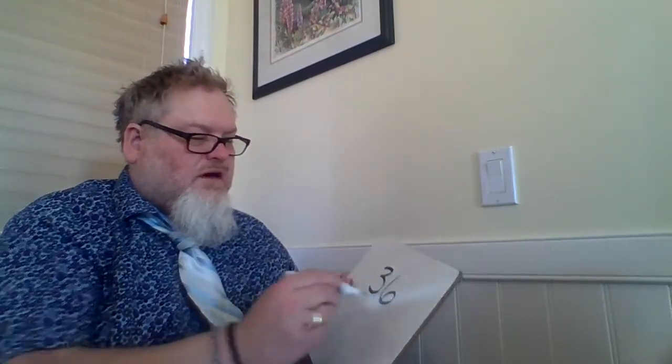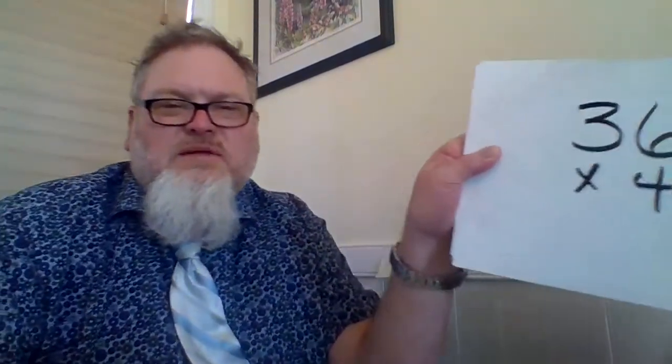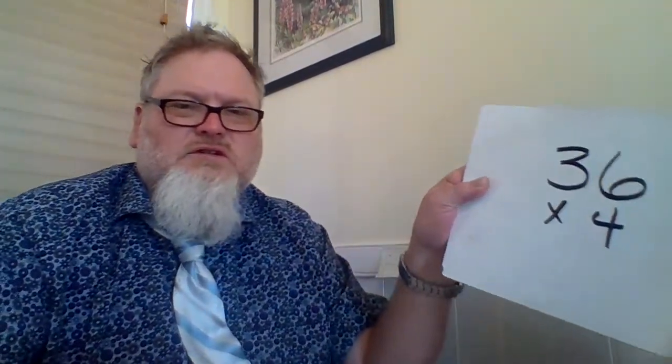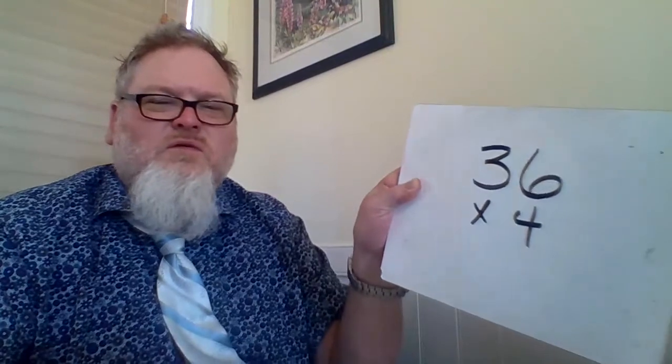So we are doing 36 zucchinis times the 4 rows. Okay, so times your 4 rows.